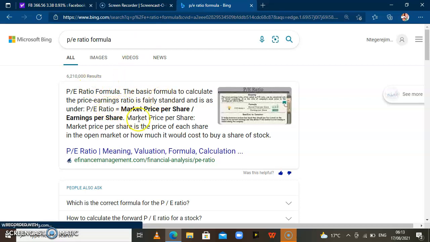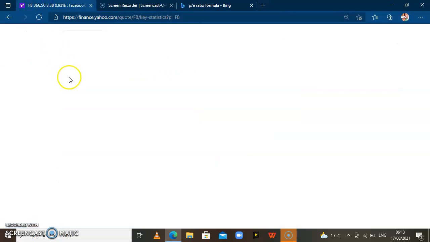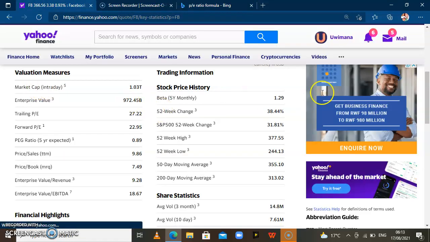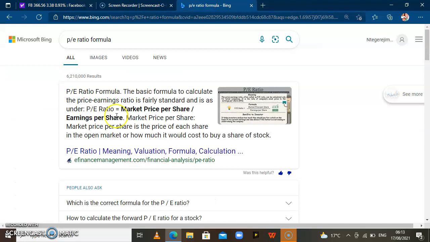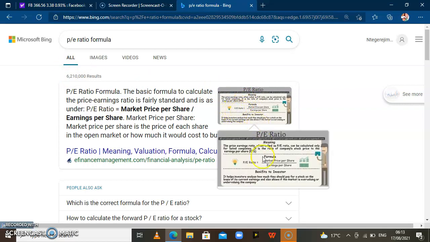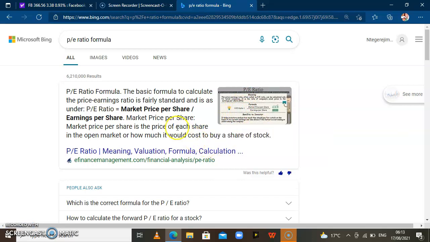In the formula, you can basically see you get the market price per share, which is this number I was showing you here, the top one, this whole 366 something, right? And then you divide it by earnings per share. Earnings per share is basically getting the total profit that the company made, and you divide it by the number of shares, right? That's what we call earnings per share. You can see the formula right here, right? Market price per share over earnings per share, and that is a PE ratio.